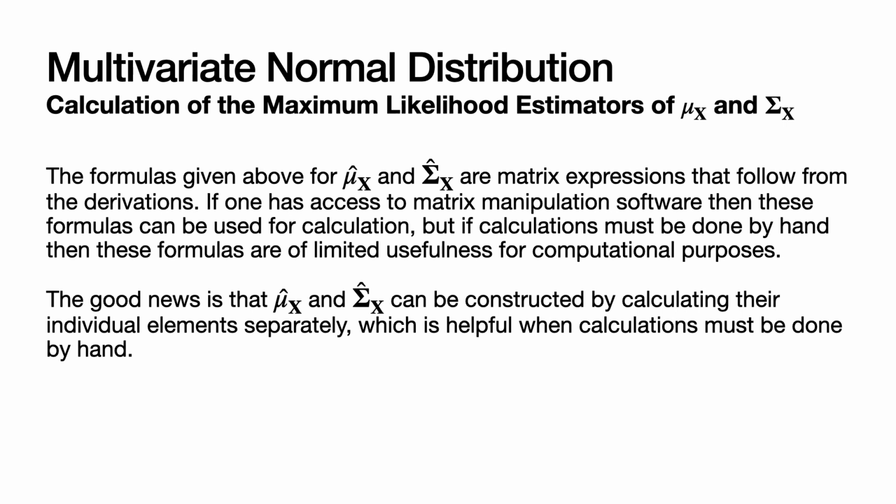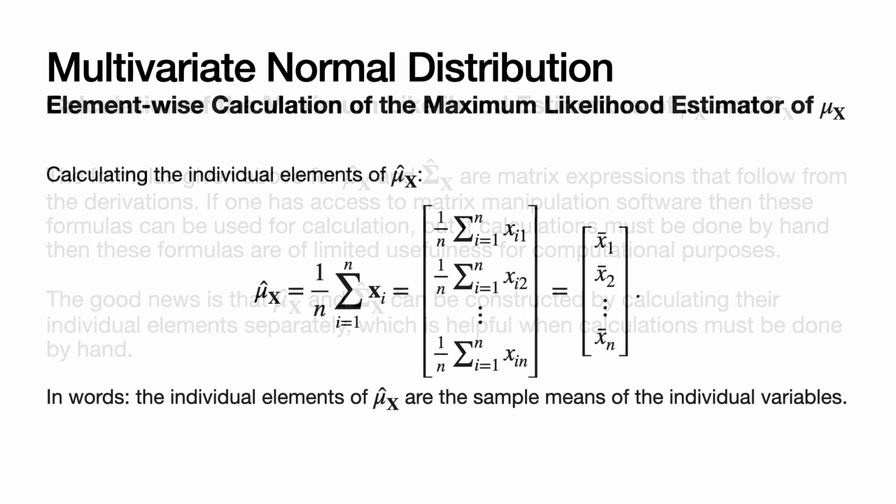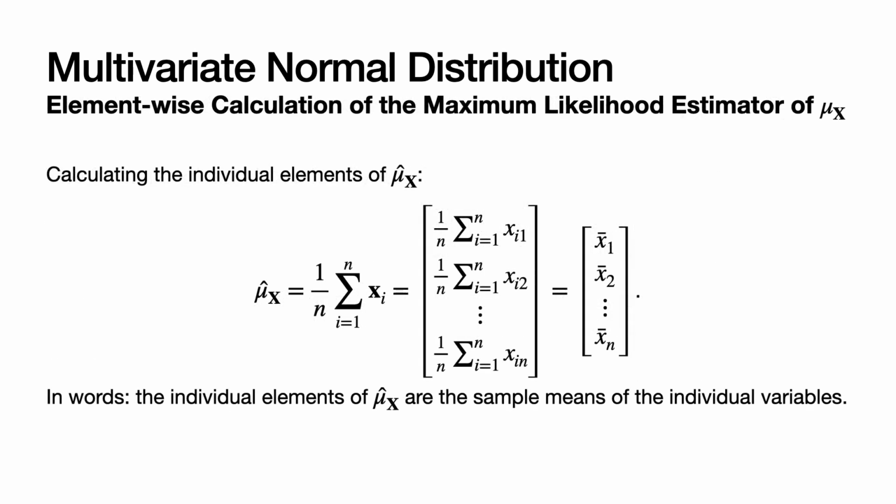Now, the good news is that both mu hat sub x and sigma hat sub x can be constructed by calculating their individual elements separately. And this is helpful when calculations must be done by hand. So let's take a look at this. Calculating the individual elements of mu hat sub x.